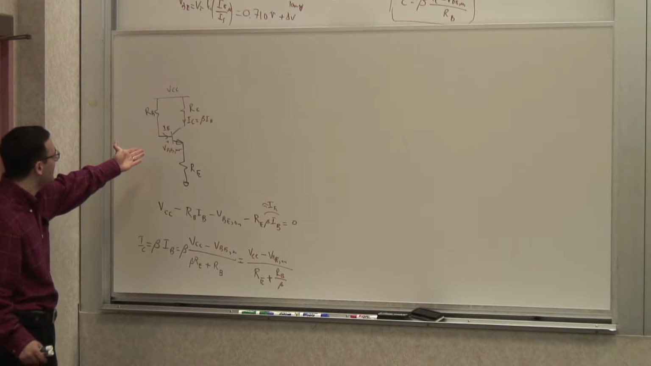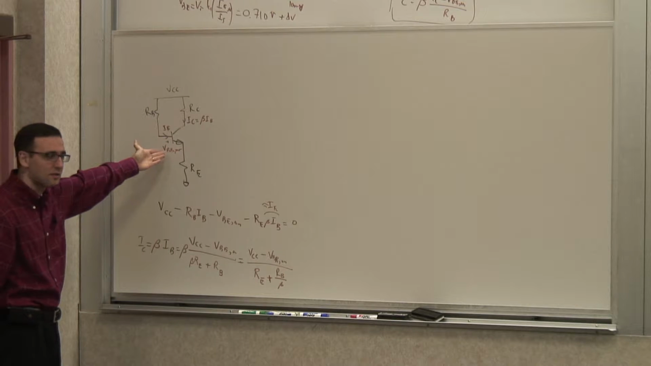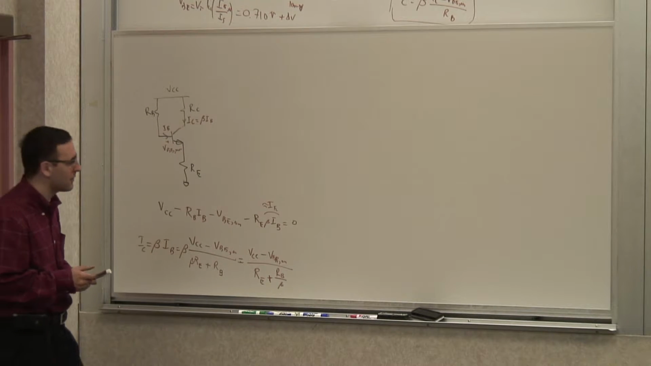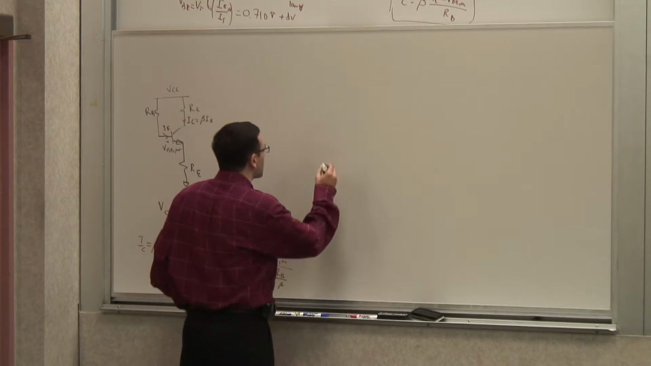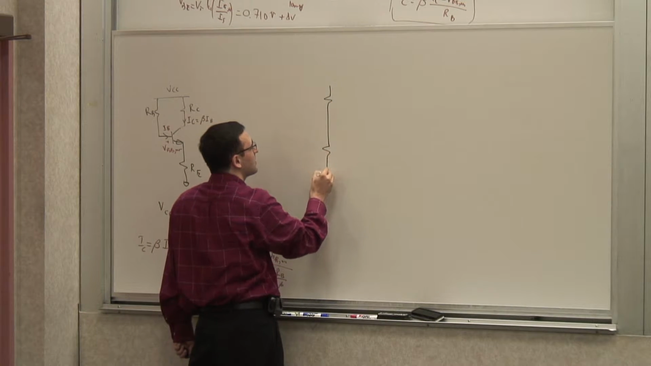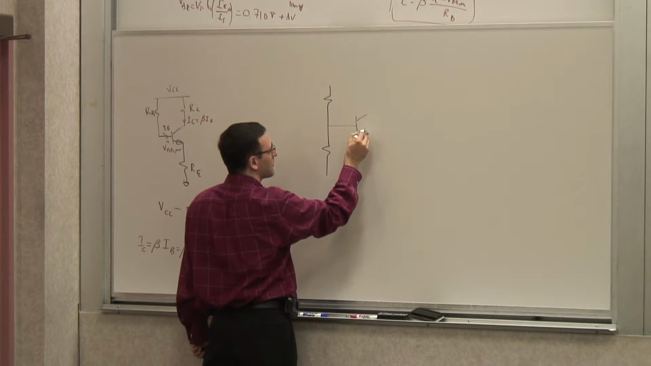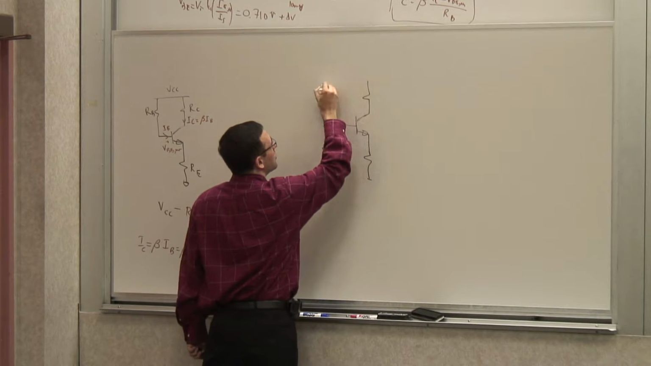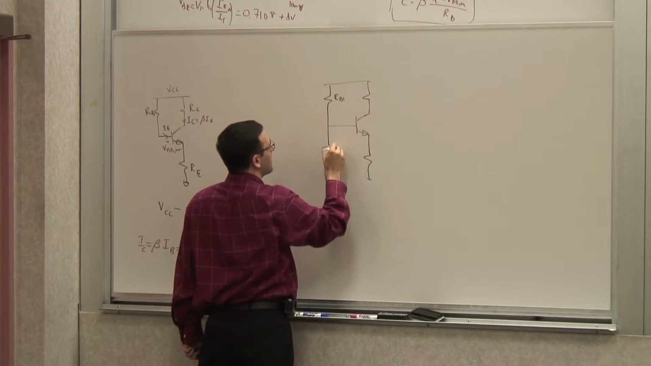Now, practically, I can use something like that to bias a transistor. Or I could do something even slightly better. I can actually try to establish this voltage using a resistive divider. So this is a very common topology. I'm sure if you've done some discrete electronics, you've seen this. Something similar to that. So you actually use two resistors, RB1 and RB2.